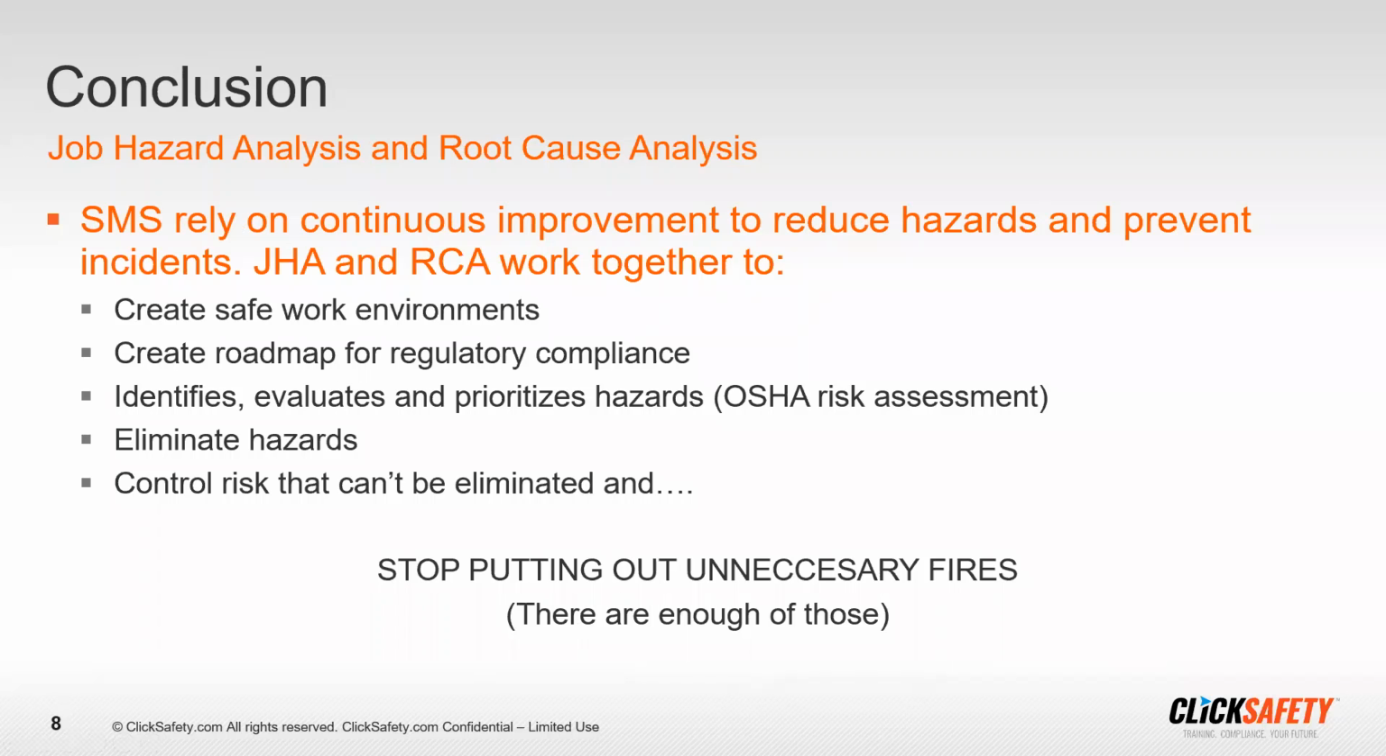As we've talked about, the safety management system relies on continuous improvement. You have those pieces that are so important to create that foundation, but it relies on continuing to ensure that your safety management system is strong. It is something that requires continuous improvement to reduce hazards and ultimately prevent those hazards from occurring again. That is why your JHAs and your RCAs work together to create a safe work environment, to create a roadmap for regulatory compliance. Part of that job hazard analysis process is to not only understand those hazards, but really take a focus on, are you complying with those hazards?